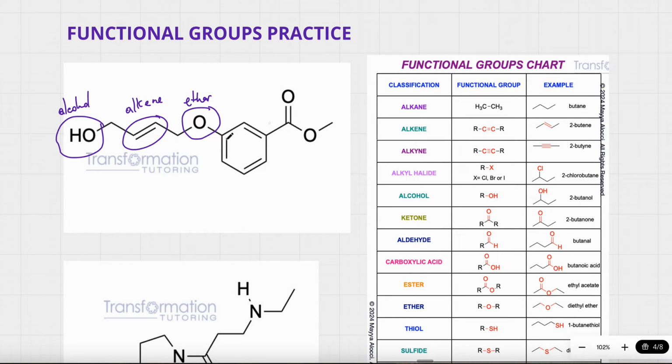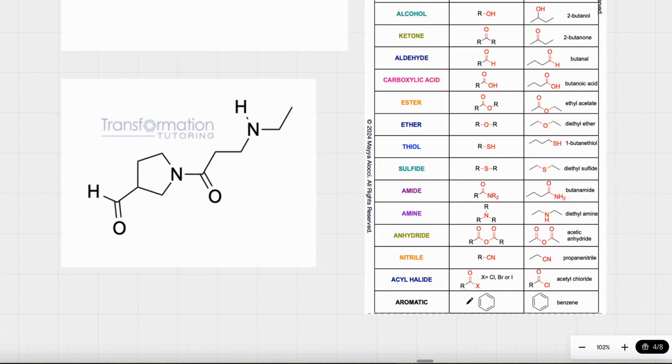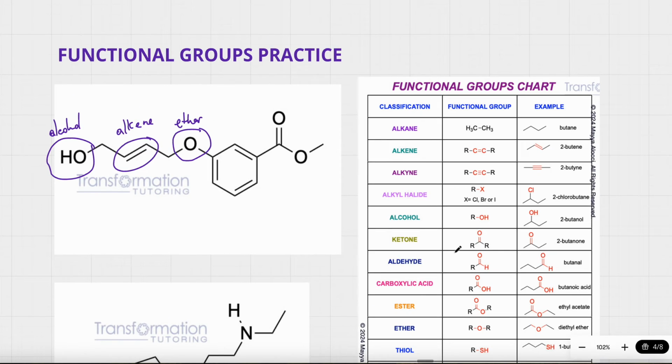Next, I see a cyclohexane ring with 3 double bonds. This functional group is called, let's just scroll down. This is aromatic functional group, and the name of this ring is a benzene ring. So I'm going to circle this, and I'm going to label it as aromatic.